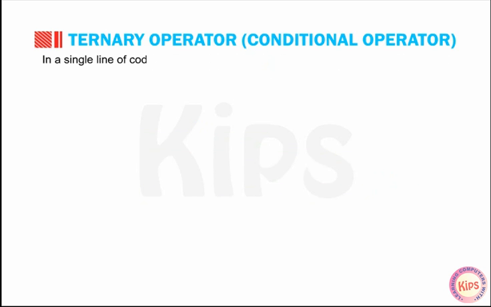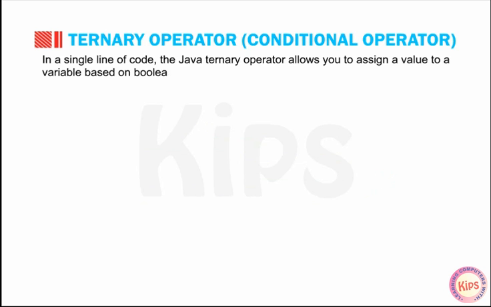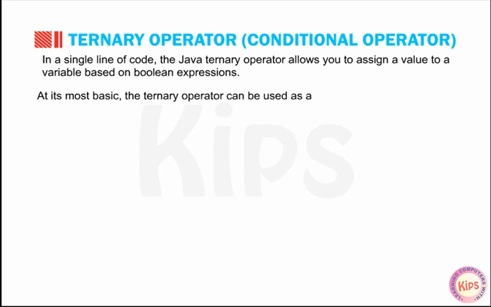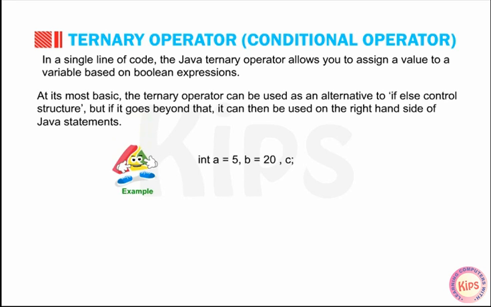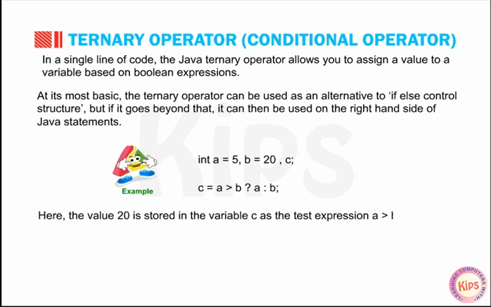In a single line of code, the Java ternary operator allows you to assign a value to a variable based on Boolean expressions. At its most basic, the ternary operator can be used as an alternative to the if-else control structure. But it can go beyond that and be used on the right-hand side of Java statements. For example, int a = 5, b = 20, c; c = a > b ? a : b; Here the value 20 is stored in the variable c as the test expression a greater than b is false.